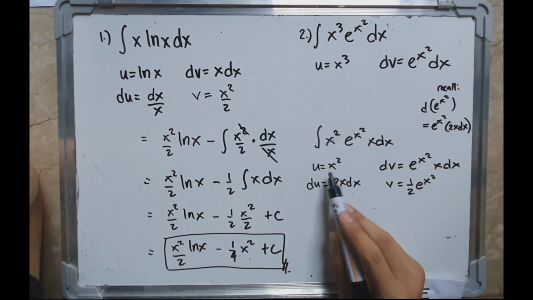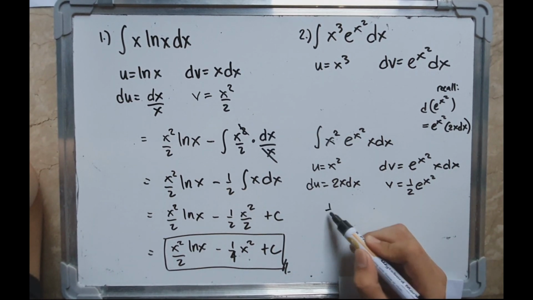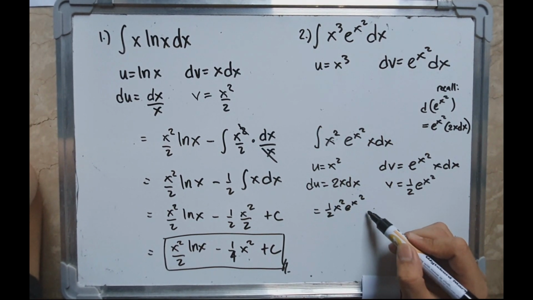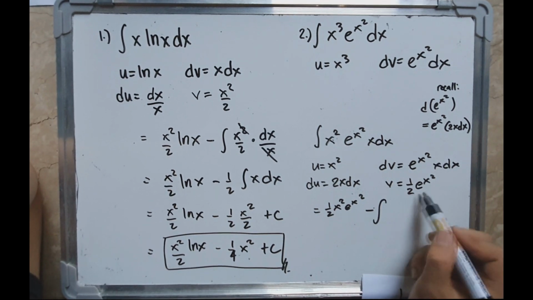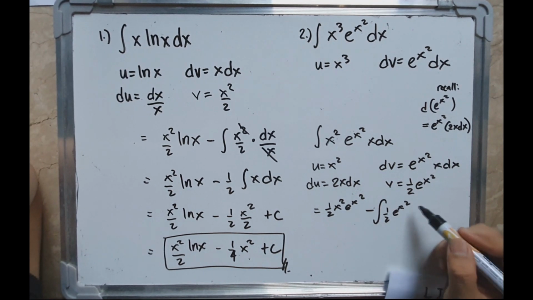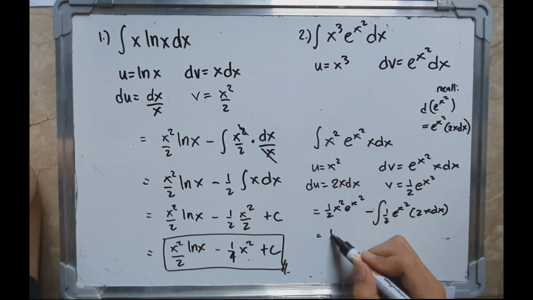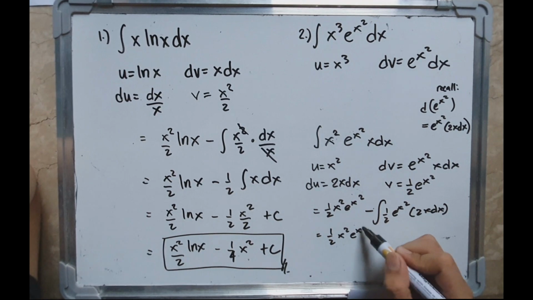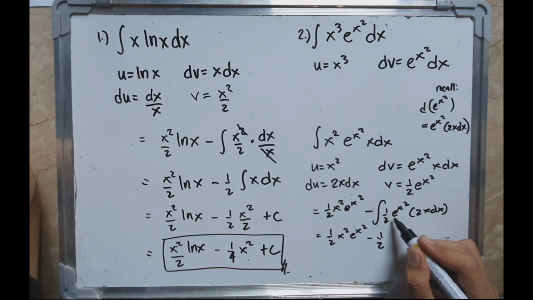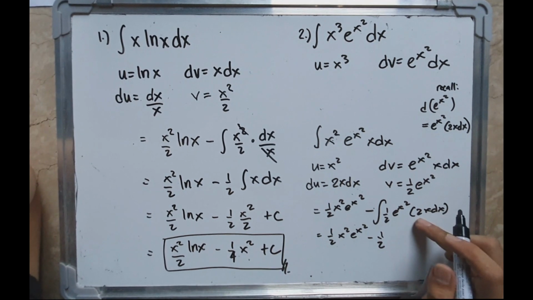Now let's apply the formula u times v. Let's copy this 1/2 first: 1/2 x squared e to the x squared, minus the integral of v times du. We have 1/2 e to the power of x squared, and we have the 2x dx. So 1/2 x squared e to the power of x squared minus 1/2 the integral of e to the x squared, that is 2x dx.